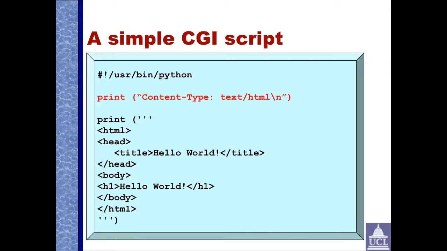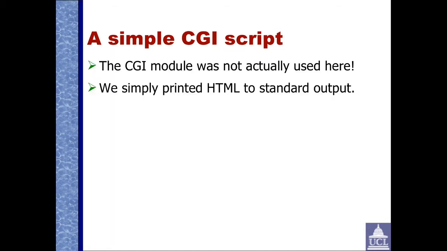So this is the simple CGI script that we saw previously. All it does is print the content type and then print some HTML. So this actually isn't accessing anything from a form, but it is generating an HTML page. So you could go straight to where this CGI script lives, enter that as the URL, and that would then just print a normal HTML web page for you. We weren't using the cgi module there at all because we were just printing HTML. We didn't need to access anything from a form.